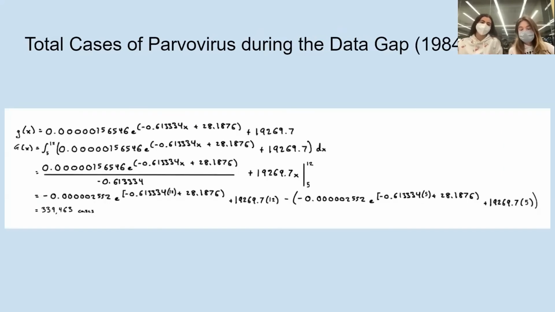However, we did realize that because we were finding total cases by taking the integral, we could also use that to find the total cases in the data that we had lost from 1984 to 1989. So we started once again with the original function, and we followed the steps that we had taken before to take that definite integral with our various integral rules. However, instead of keeping the interval from 2 to 17, we limited that to just the years that we had lost, which was 5 to 12. And from that, we were able to find that in those gap years, there were 339,000 total cases that the data had been lost for.